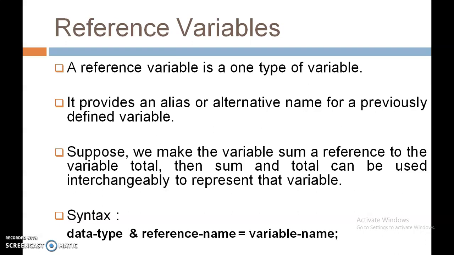Let's see the syntax first and then we will see the program. What is the syntax to declare a reference variable? First you need to write the data type, then the ampersand symbol and then the name of the reference variable. Then it is equal to the variable name. Here the variable name will be the variable whose alias needs to be created. Now let's see the program.